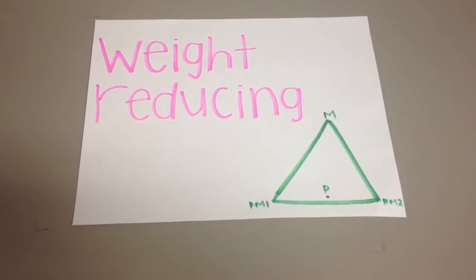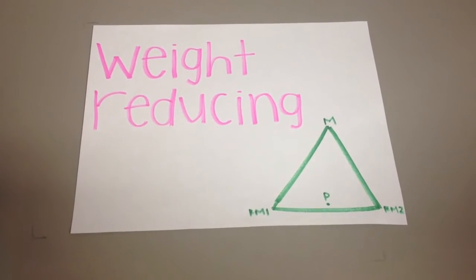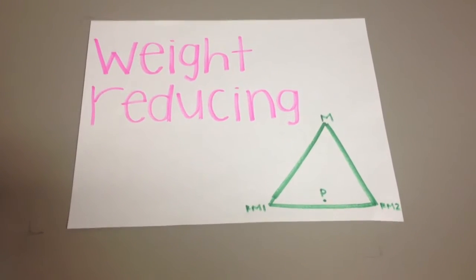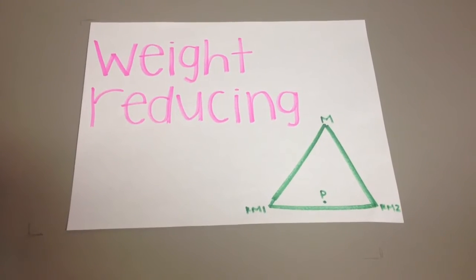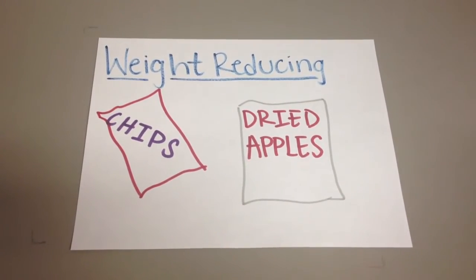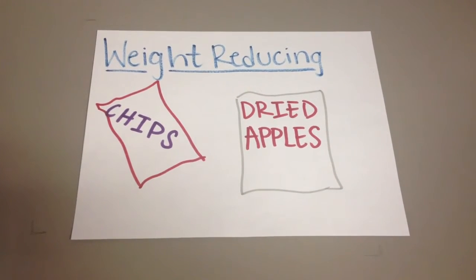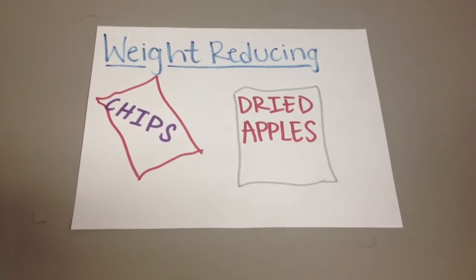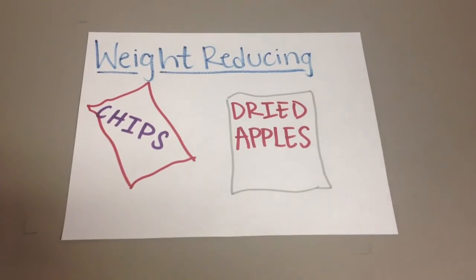Weight reducing industry is where the raw materials weigh more than the finished product. This results in the production point being closer to the raw materials to minimize transportation costs. Two examples of the weight reducing industry are potato chips and dried fruit. This is because the raw materials used weigh more than the final product.